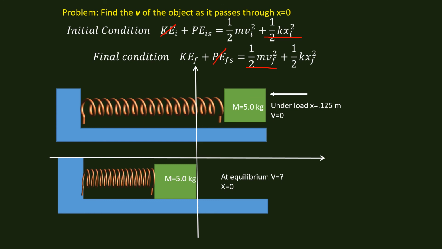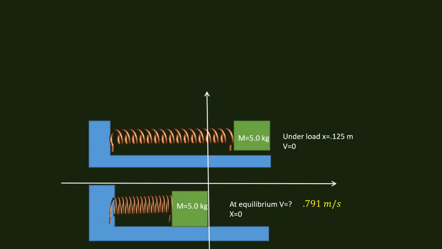So here we have the mass pulled back with the displacement, and we're just going to let go of it, and then we're going to need to find the velocity when that mass crosses the x equals 0 line.